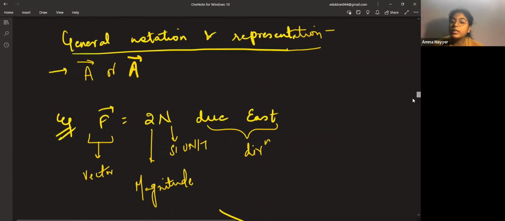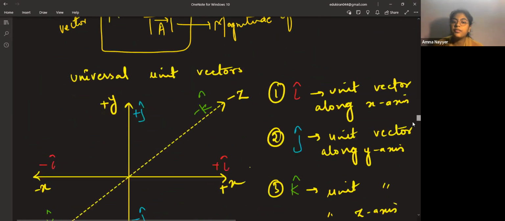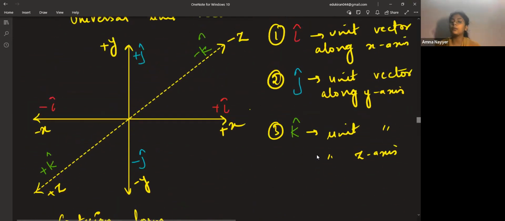Now, we had started with unit vectors. Unit vectors are very important for all of you to remember. Along the positive x-axis, you have plus i cap, negative x-axis minus i cap. Whichever direction you want to depict. Suppose I want to say the force is along the positive x-axis. So I'll just put an i cap with my answer, like 2 Newton force along x-axis. So my answer will be 2 i cap, right? For y-axis, we have j cap. So positive y-axis plus j cap, for negative y-axis minus j cap.